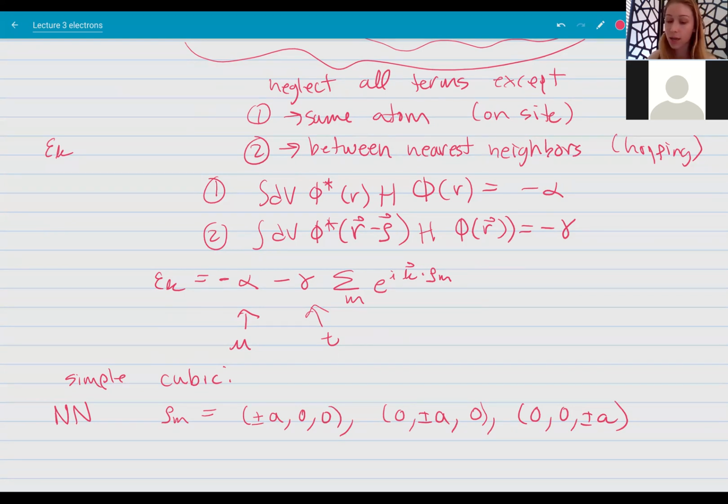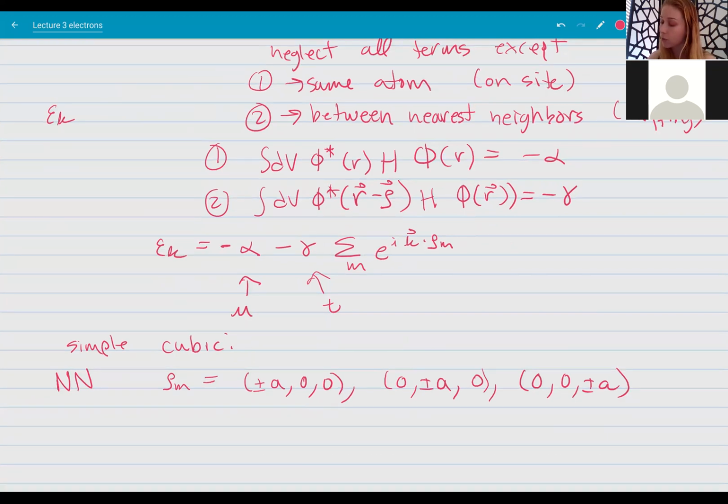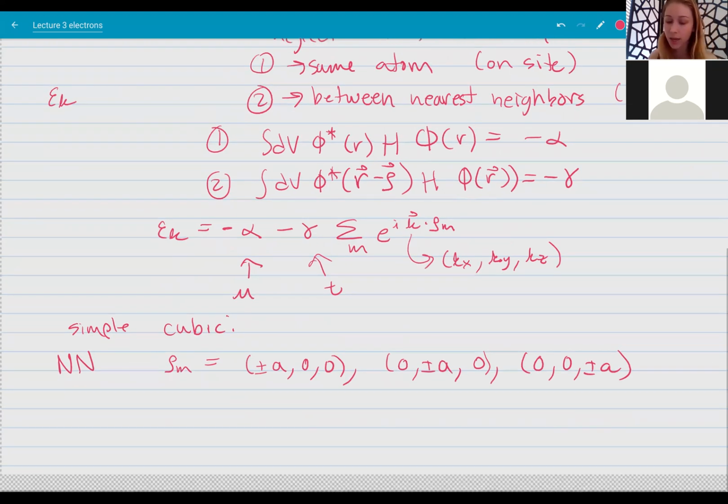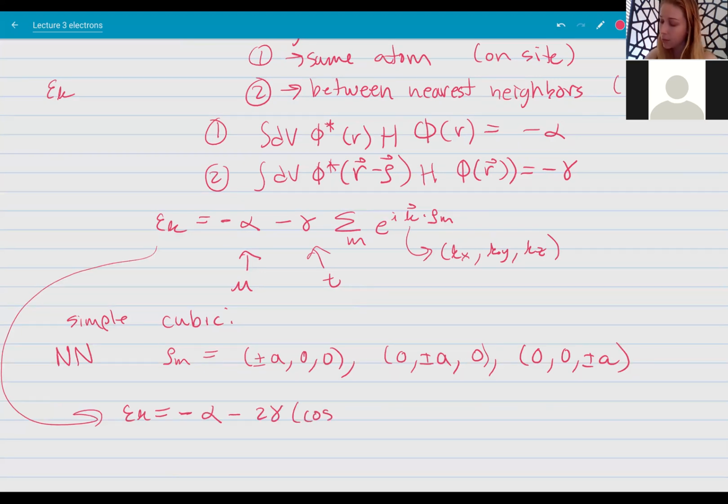Then we just plug in these values of rho, and for k, we plug in kx, ky, and kz. We're going to have 6 terms in a sum. It turns out that this sum can be simplified, and for a simple cubic lattice, we get that energy as a function of k is equal to negative alpha minus 2 gamma, still using the alpha and gamma nomenclature, times cosine kxa plus cosine kya plus cosine kza. You can see where this comes from. For example, if we just do the x terms, we get e to the i kxa plus e to the minus i kxa, which is equal to 2 cosine kxa, and same thing for y and z.